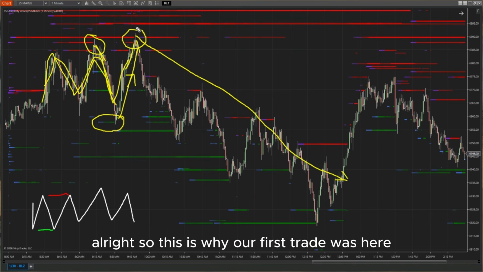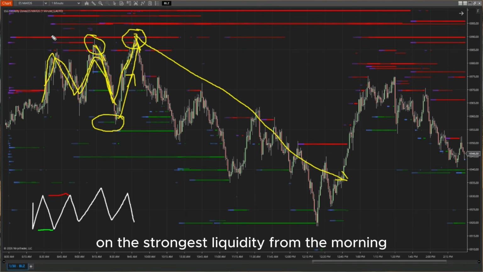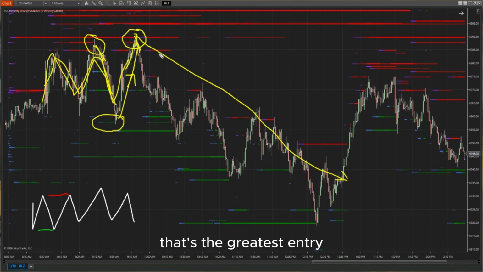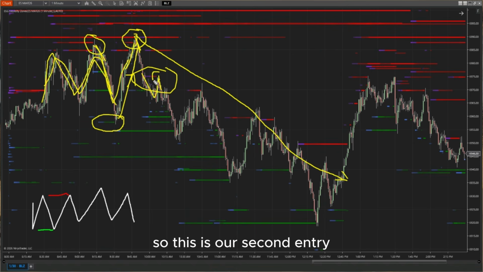All right. So this is why our first trade was here. The moment I saw the liquidity was swept, rejected immediately on the strongest liquidity from the morning, that's the greatest entry. Okay. Where was the second entry? Look at that. Price pulled back down and then went into the liquidity, didn't even go above, immediate rejection. So this is the second entry.